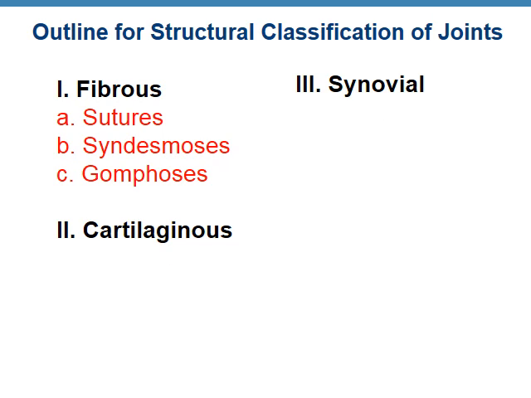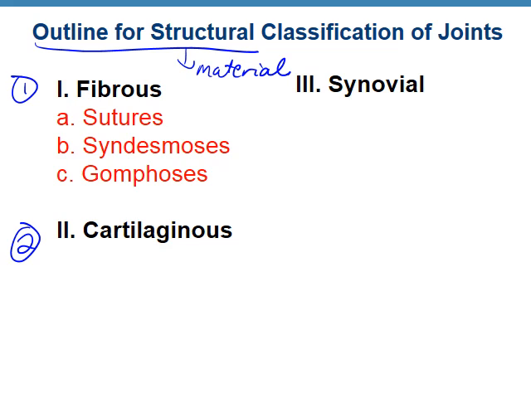Just in case I've lost you and you're confused, you might want to do an outline for the structural classifications. So remember, structure just has to do with building material. And we have fibrous, which was 1, cartilaginous, which was 2, and then synovial, which is 3. But I said there are 3 subtypes under fibrous. There are 2 subtypes under cartilaginous, and there are 6 subtypes underneath synovial. So if you want to keep an outline to keep all of this material straight, I highly suggest you do that, and I'll be showing you this outline as we fill it in.